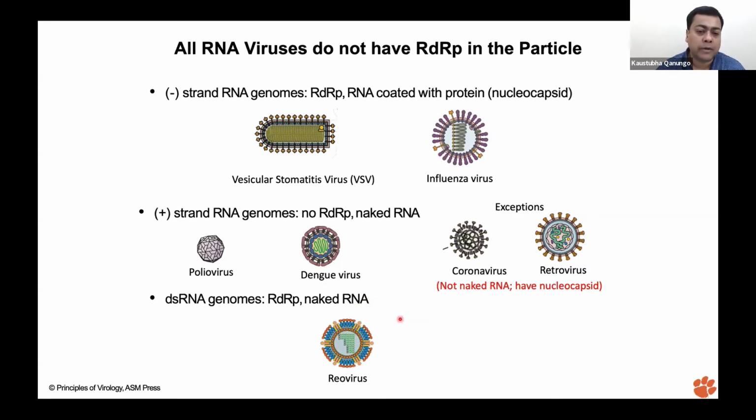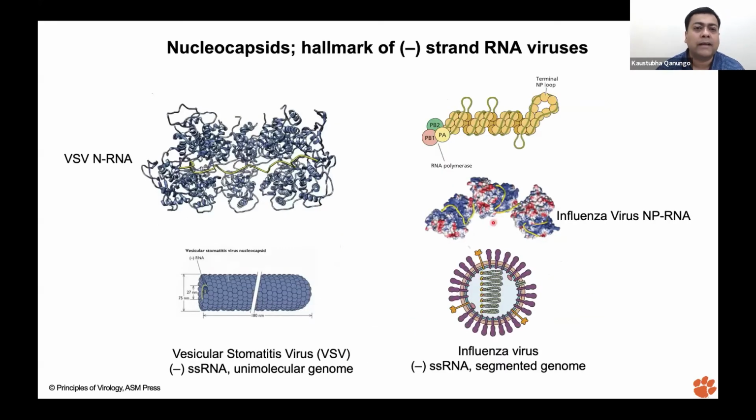They are also naked RNA and not protected by the proteins. All right, so after that, we are looking at the nucleocapsids, that we were talking about, where the RNAs are covered with these proteins. And these are the hallmark of the negative strand RNA viruses. And here we are looking at the molecular structure of the VSV nRNA. What we mean by the nRNA, right here in the yellow is the negative sense RNA. And this is the N protein, which stands for the nucleocapsid protein.